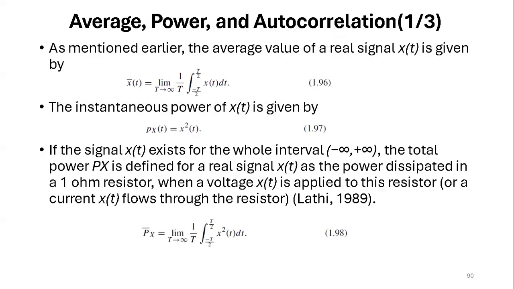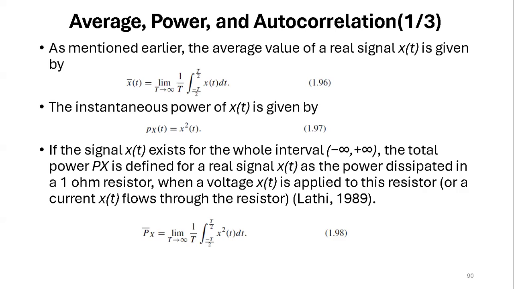Average power and autocorrelation. The average value of x(t) is given by the limit as T goes to infinity of 1 over T times the integral from minus T over 2 to T over 2 of x(t) dt. The instantaneous power of x(t) is given by p(t) equals x squared. If x(t) is considered over the whole interval from minus infinity to plus infinity.